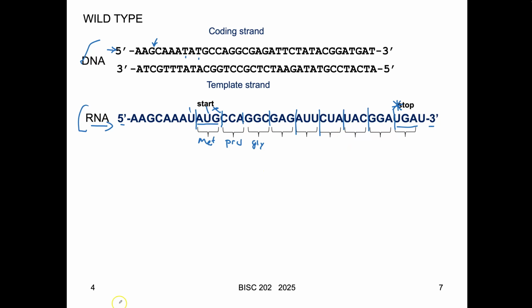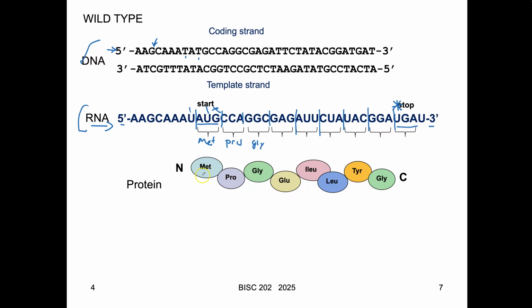Tell me what the amino acid sequence would be, and this is what it would be: methionine, proline, glycine, glutamate, isoleucine, leucine, tyrosine, glycine, and then you put the C on to indicate that that's the end of the protein, and you label the N terminus. So when you have 5' and 3' for the coding sequence, 5' matches the N terminus of the protein, and 3' matches the C terminus, and that's the collinearity that we talked about in a previous lecture.